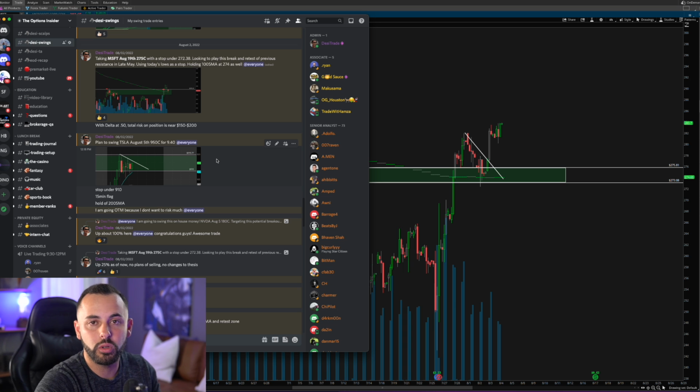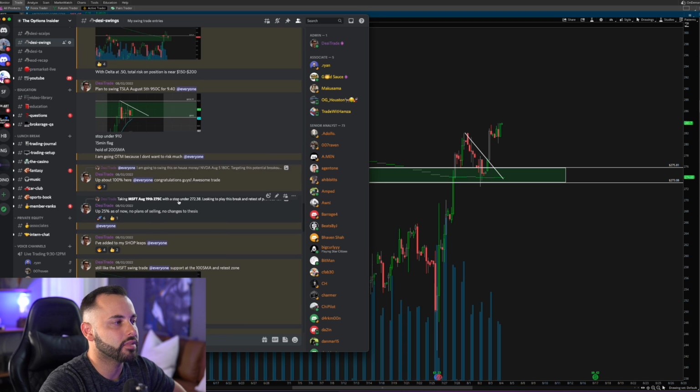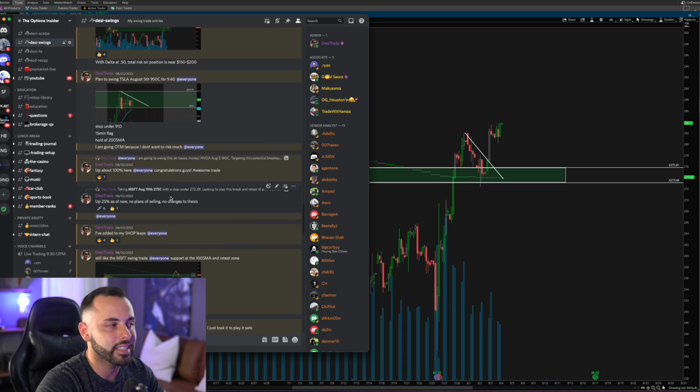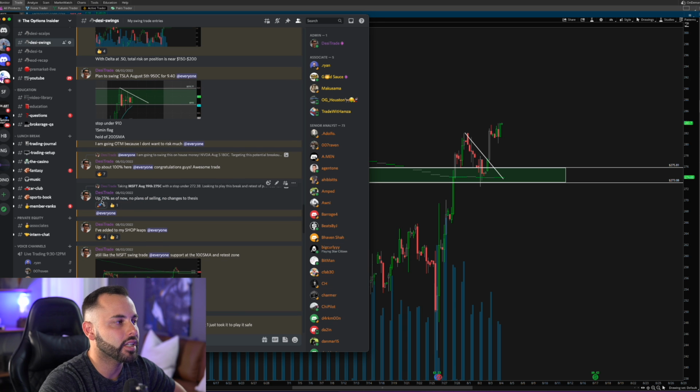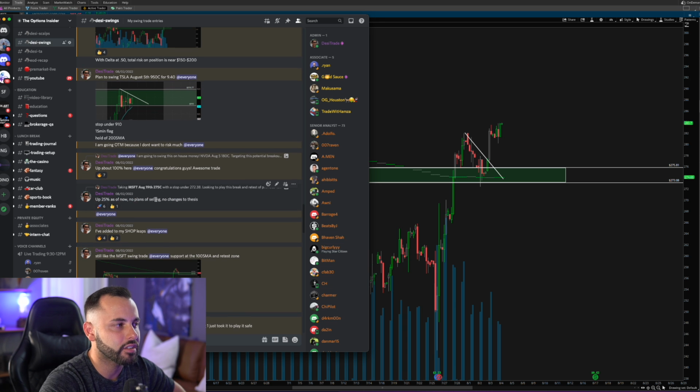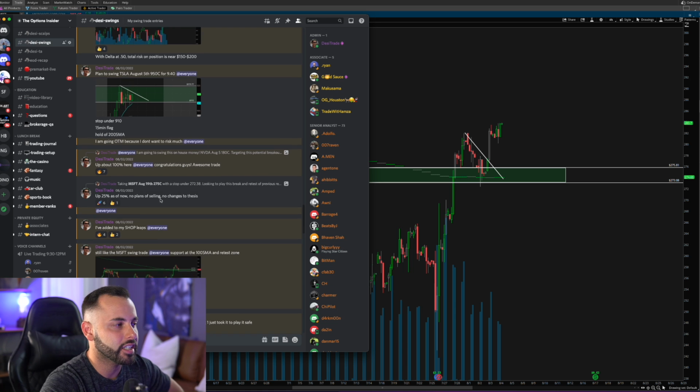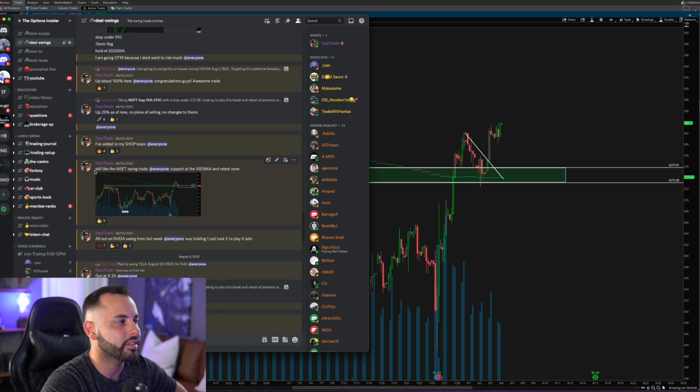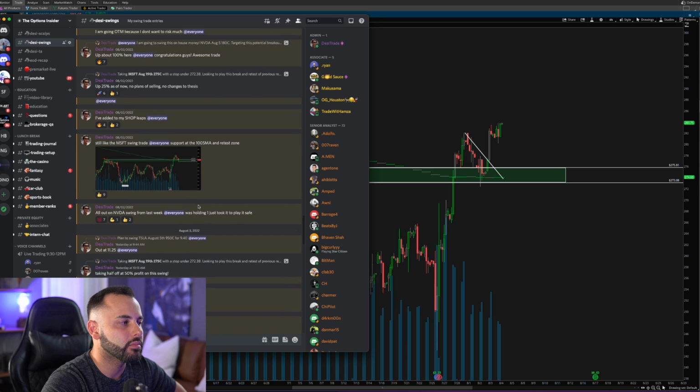Now, as always, when I post a trade in the Discord chat, I am always updating you guys on my thesis, on my ideas. And you can see here I send an update, up 25%, no plans of selling, no change to the thesis. I still like the trade. Here I send another update, right? Still liking the Microsoft trade, supported by the 100 SMA and the retest zone. So always updating on what I'm doing here.